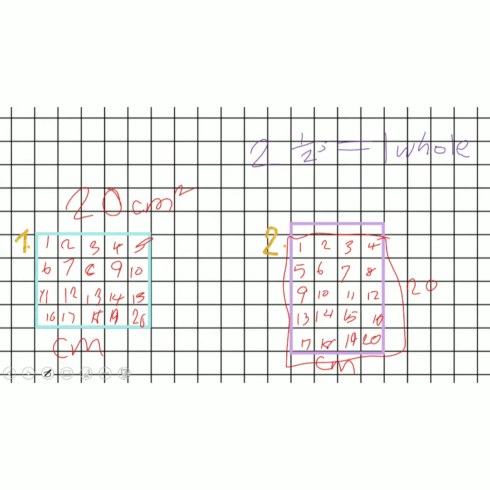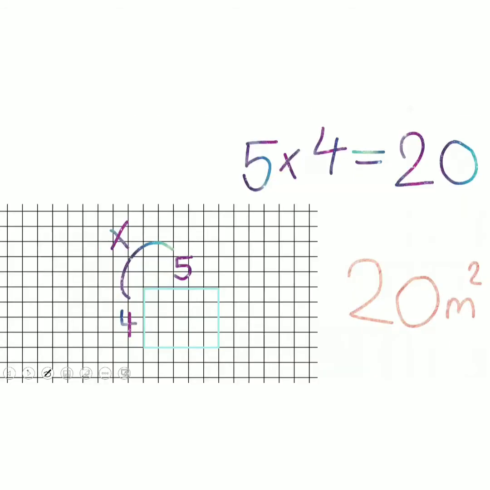We're going to go. We have 2 halves and the next 2 halves. So 2 halves equals 1 whole. That's 21. And then the next one we have 22. So therefore our answer is 22 centimeter squared.